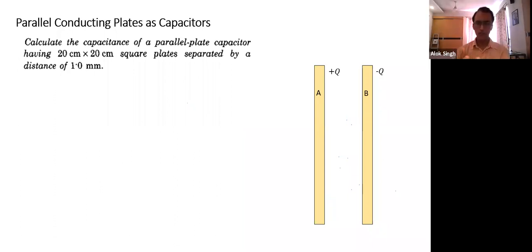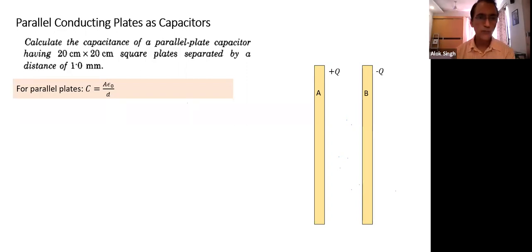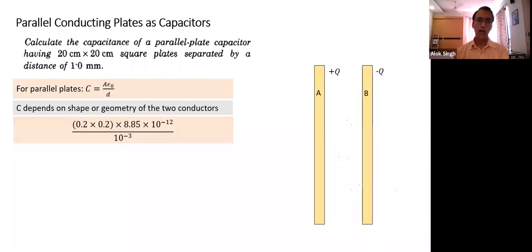Can we calculate capacitance? To calculate capacitance, all I need is a formula. What is the formula for capacitance of a parallel plate capacitor? A epsilon naught by d. That's the formula. Only problem is, what is the value of epsilon naught? We know 1 by 4 pi epsilon naught is equal to 9 into 10 to the power 9. Either I can use this formula, or I can remember the value of epsilon naught from the same formula. We get 8.85 into 10 to the power minus 12 in SI unit. So I can substitute these values, everything in SI unit, and I get the value of capacitance in SI unit.